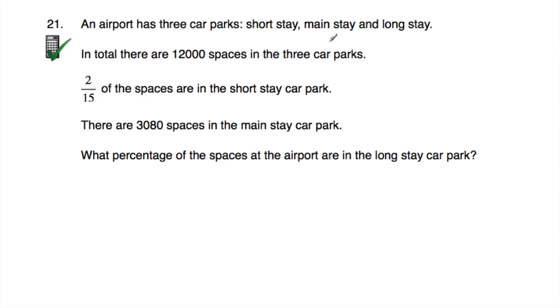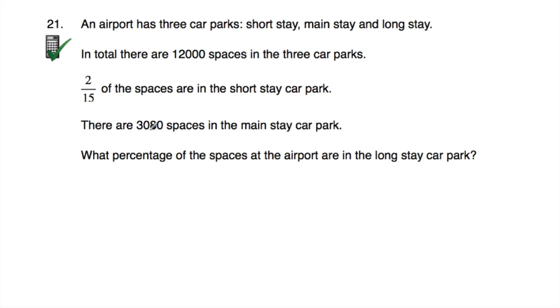The main stay, they might stay for a day or 2, so that's where they may park. A long stay, if they park perhaps for a week or 2, that's where they may park then. And then we're told in total there's 12,000 spaces in the 3 car parks, so there's 12,000 spaces altogether. 2/5 of the spaces are in the short stay car park. So if we work out 2/5 of 12,000, that'll be how many spaces are in the short stay car park.